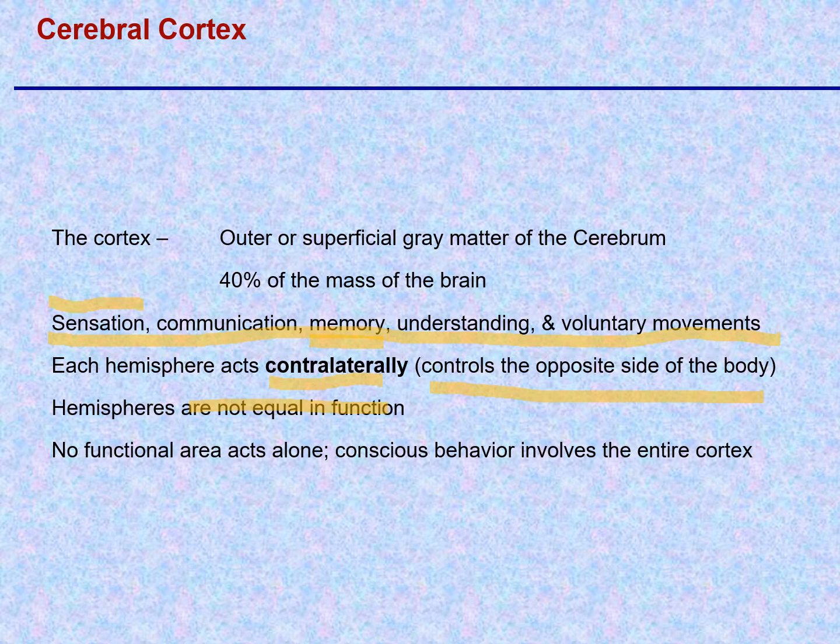In the end, however, no one functional area acts completely alone. The brain is always processing information throughout the entire cortex. So any conscious behavior will involve the entire cortex.